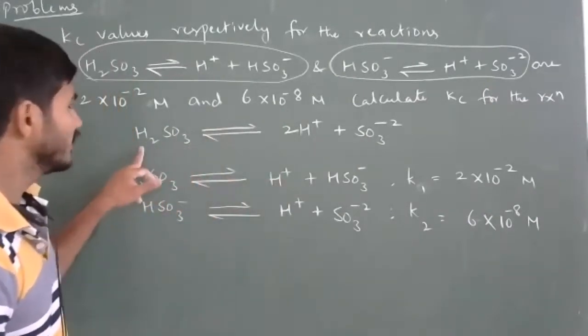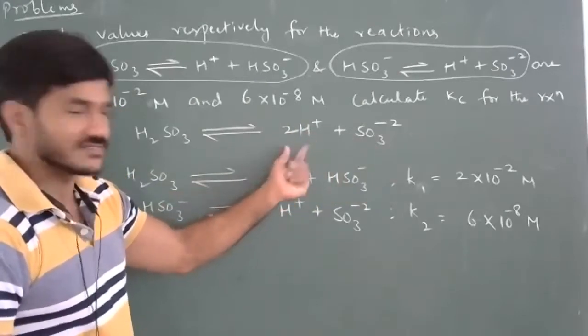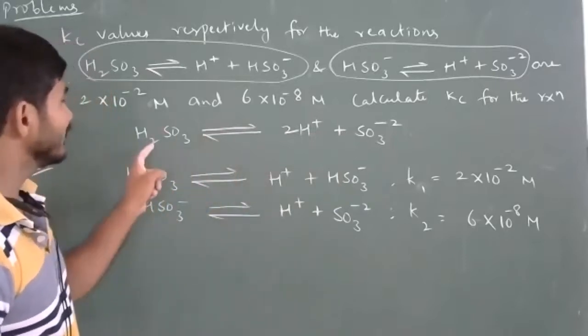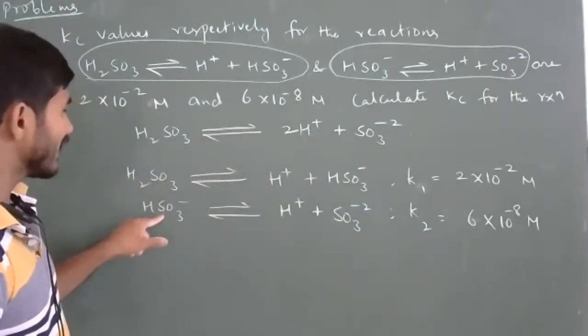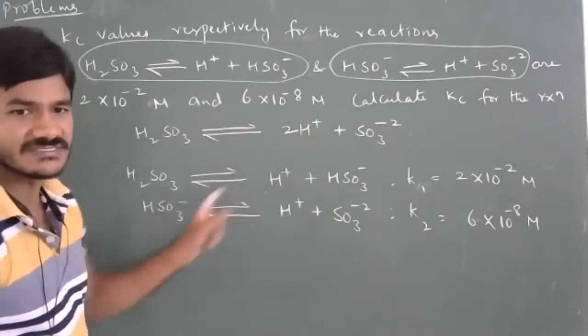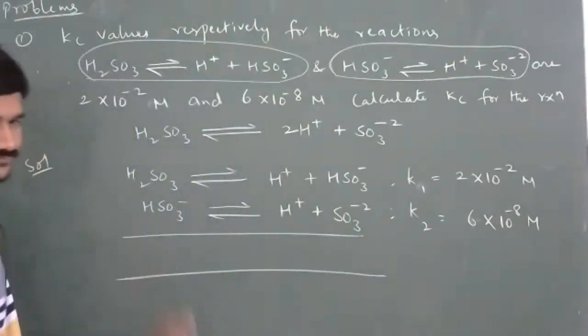Here you can see H2SO3, 2H plus SO3 minus 2. I need two hydrogens. If I add the two equations, I'll get two hydrogens here. And here H2SO3 is here. So I need to cancel these two. If I add these two equations, these two get cancelled, I get the required equation. So I'll add the two equations.